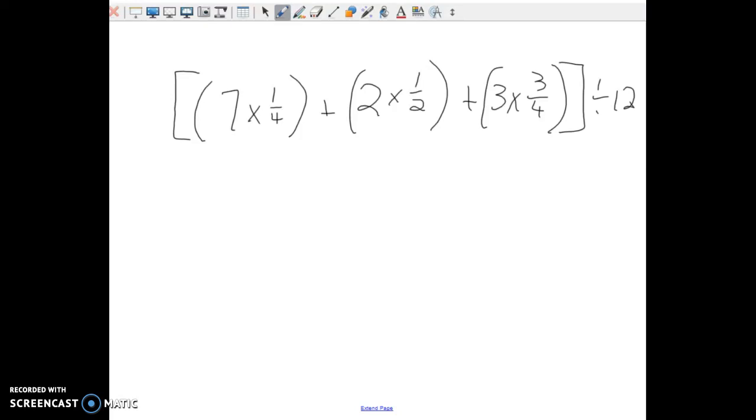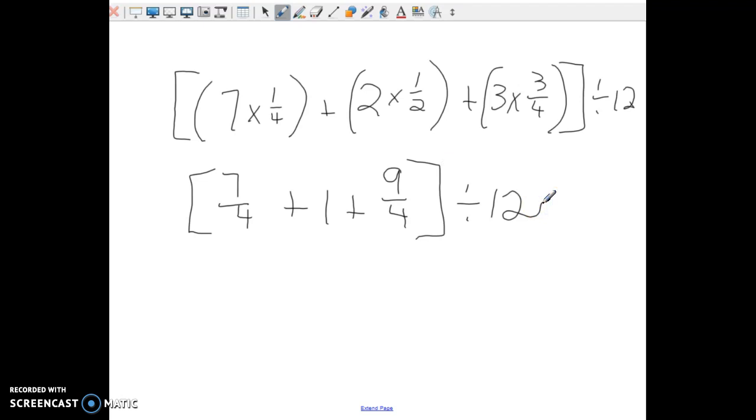Okay, here are our cups of water written into an equation where we can use our order of operations. 7 times 1/4 was 7/4. Still have our bracket. Plus, what was this one? 1 plus 9/4. We still have our bracket, so we're still going to be dividing by 12.